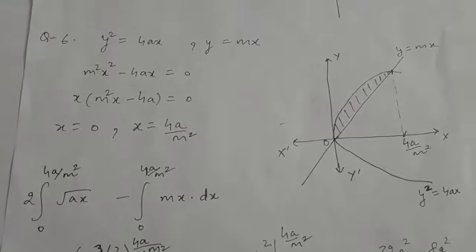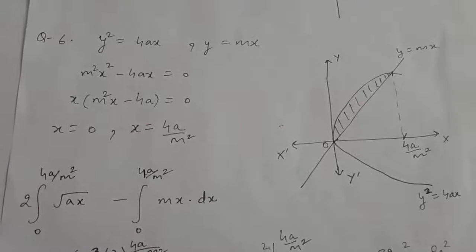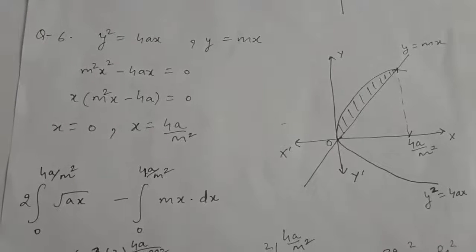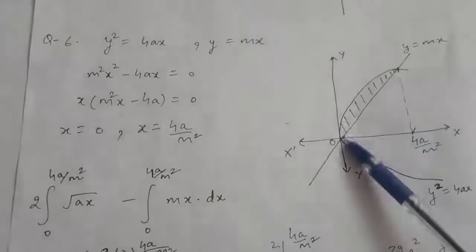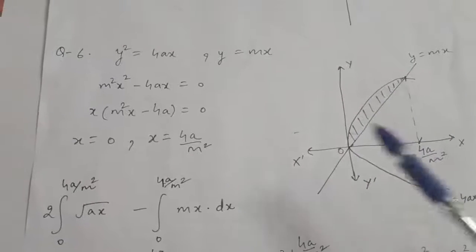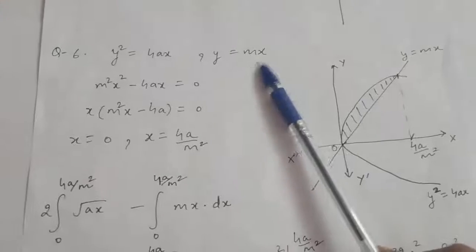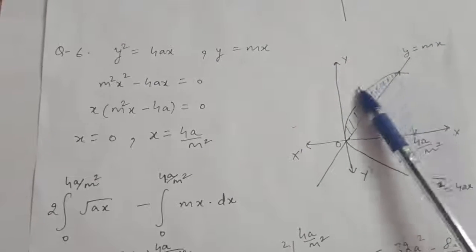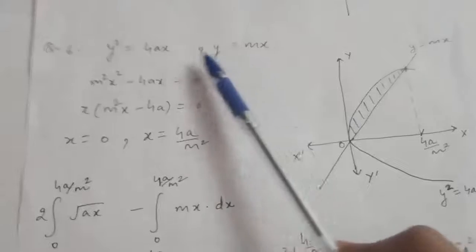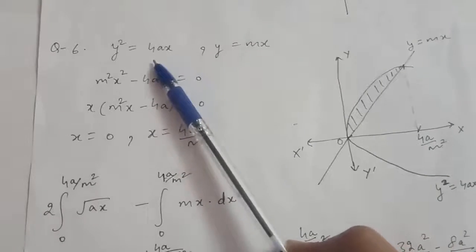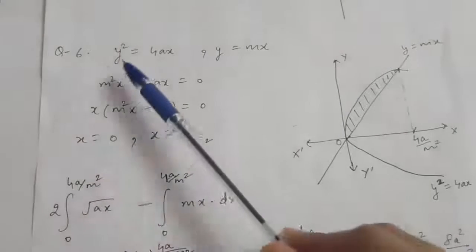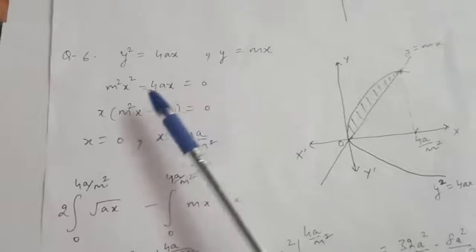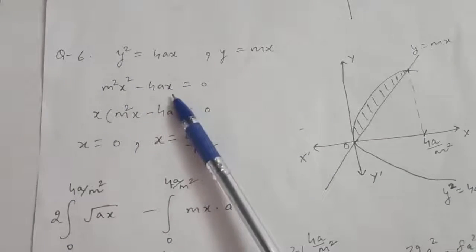Question number 6 is to find the area bounded by the curve y square is equal to 4ax and the line y is equal to mx. Now see, this is the parabola, y square is equal to 4ax, right? And for this line y is equal to mx, to know where this line will cut the parabola, find out the intersection of both of these functions. For this, in place of y in the equation of the parabola, I am writing this mx. So y square will be m square x square minus 4ax.